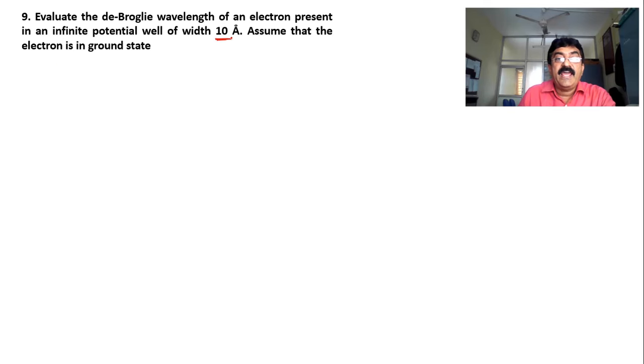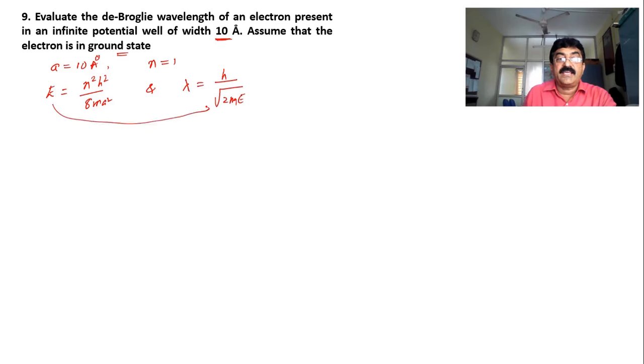a is 10 angstrom of course. n is 1 because ground state. Now let us do one thing. E is equal to n square h square by 8 m a square, and lambda is equal to h divided by square root of 2 m E. Okay? Substitute E in this case. Then lambda is equal to h by square root of 2m into n square h square by 8 m a square.